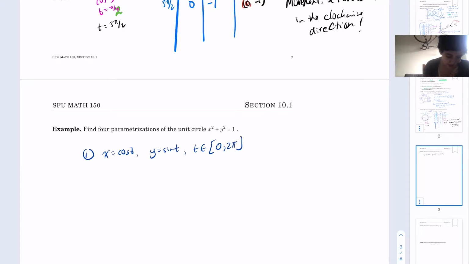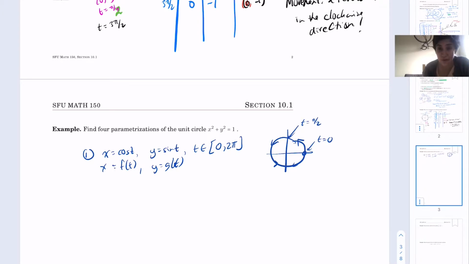This is our function, y is equal to g. These are our parametric curves. You can think of this as we start here and we rotate around. T is equal to 0 here, t is equal to pi over 2 here. This is how cosine and sine are defined.